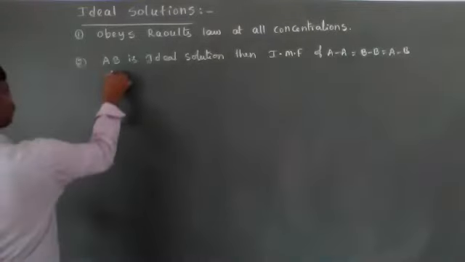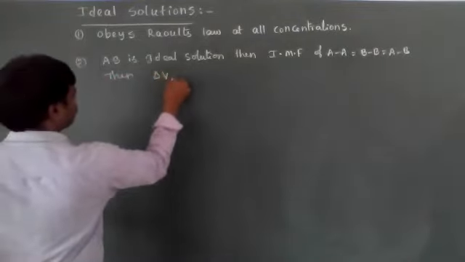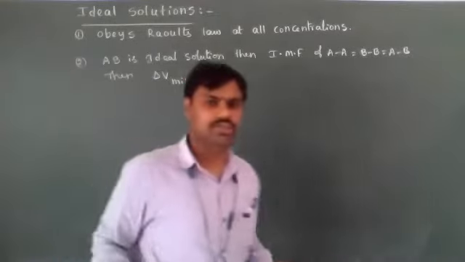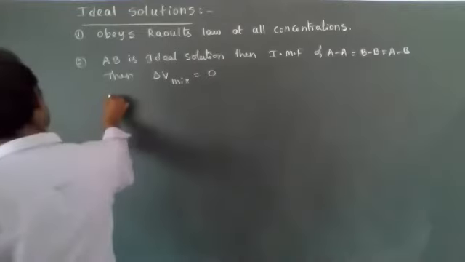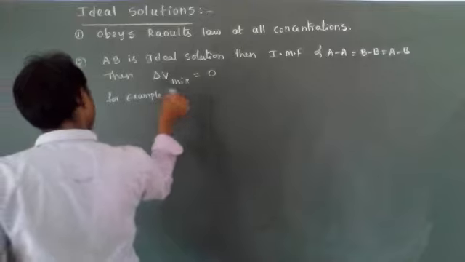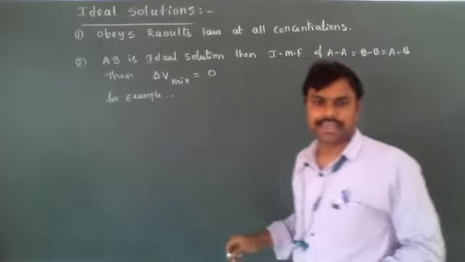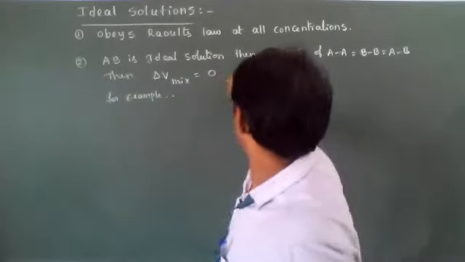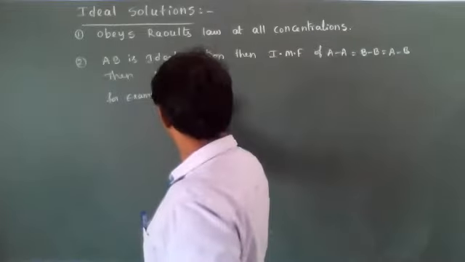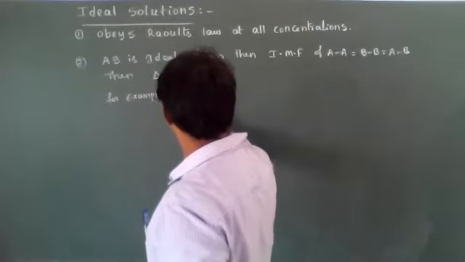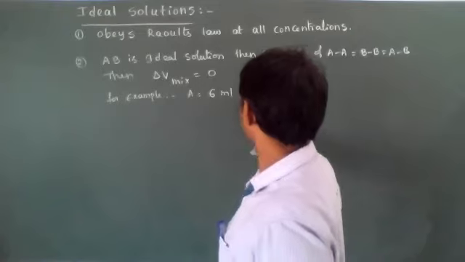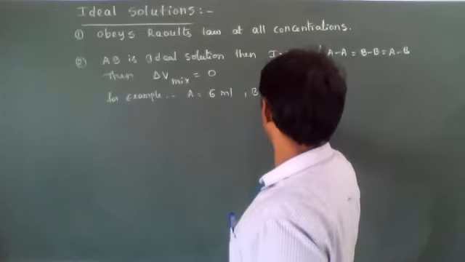Then delta V mixture is equal to 0. Delta V mixture is equal to 0. Okay, students, listen carefully. For example, AB forms an ideal solution. Take 6 ml of A as the solvent, and 4 ml of B.